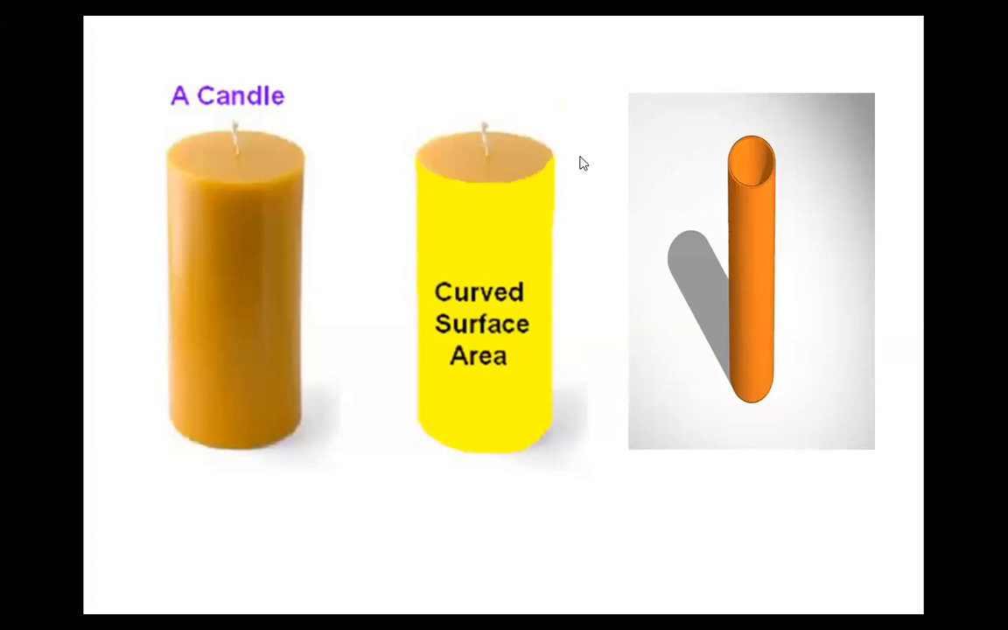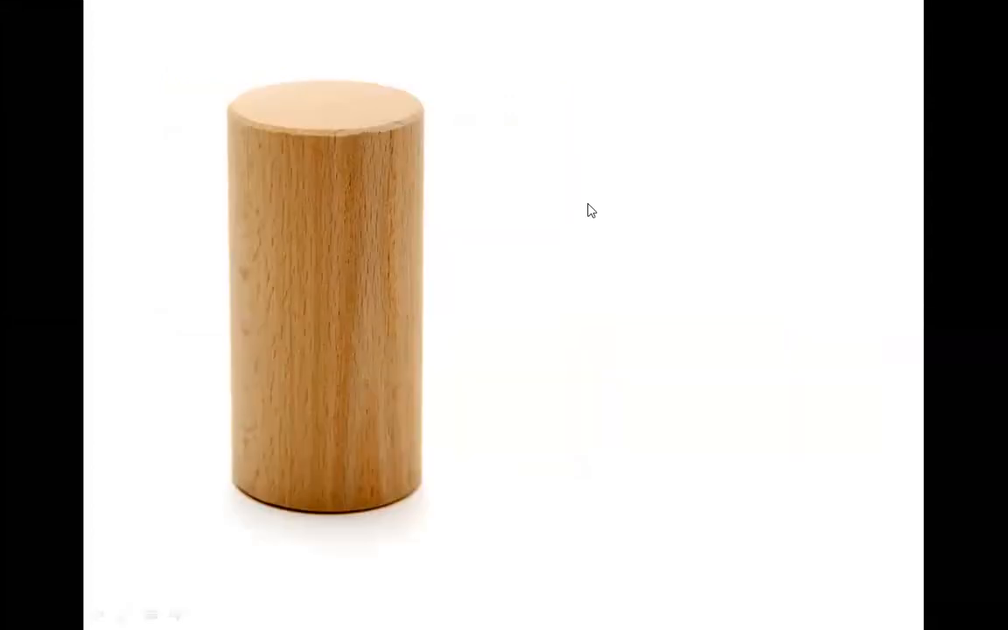So remember this thing. Look here. This is the wooden block. It represents a closed cylinder. So they are asking to find the total surface area of this wooden block.